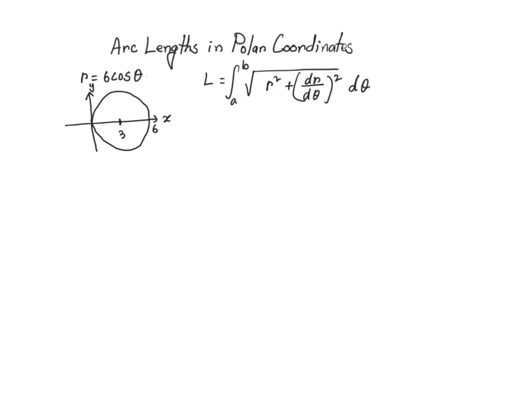Now we already have r, so we can find r squared, and dr over d theta, or the derivative of r with respect to theta, is going to be d over d theta of 6 cosine of theta. That is going to give me dr over d theta to be negative 6 sine of theta, or the square of it is going to be 36 sine squared of theta.